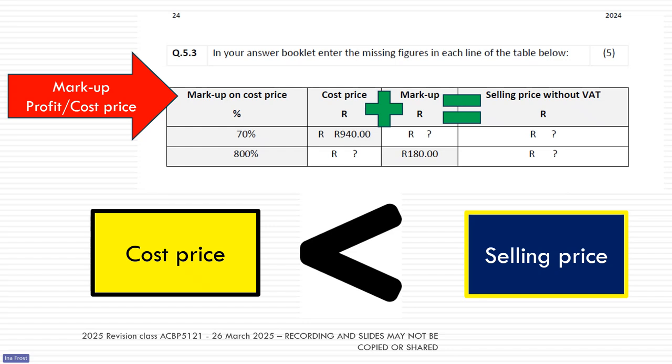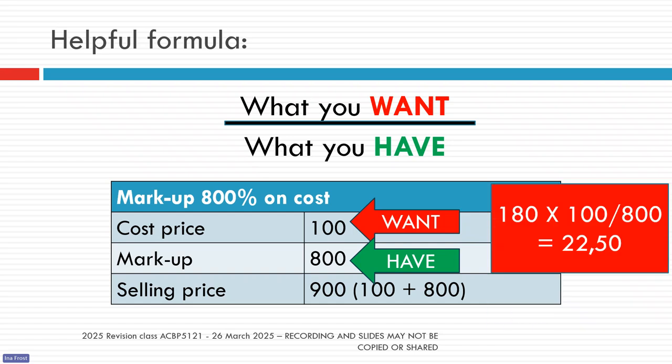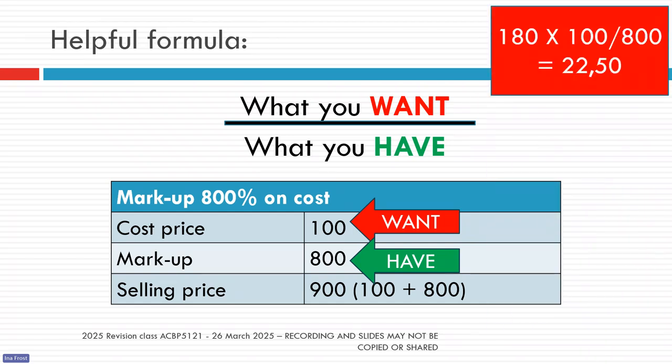Don't be caught out here. We've got a huge markup percentage here. We've got an 800% markup. Don't let that 800% throw you out. We're still applying our same principles. So we're still going to say, what do I want and what do I have? What have I got? I've been given the profit and I want to figure out what was the original cost price.